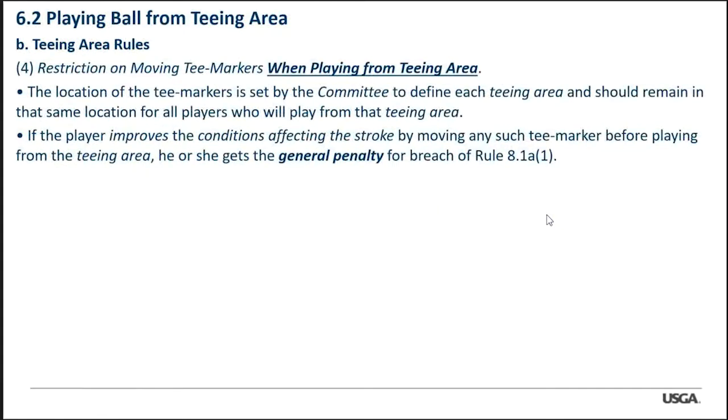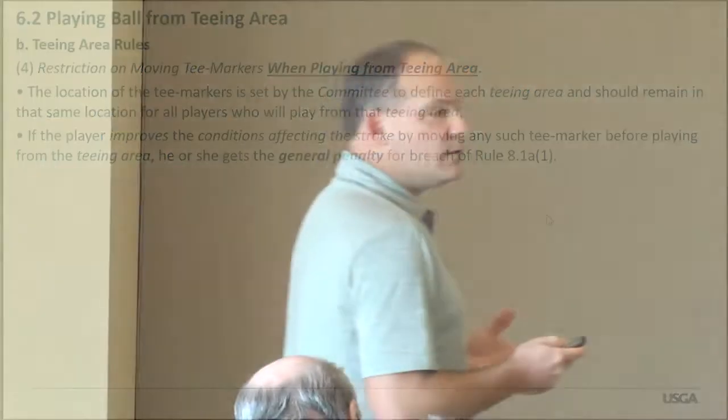All right, and here's an important distinction too. This is a little bit of a change. Just keep your eyes open on this one. Restriction on moving tee markers when playing from the teeing area, highlighted, bold, italics. The location of the tee markers is set by the committee to define each teeing area and should remain in that same location for all players who will play from that teeing area. Okay? If the player improves the conditions affecting the stroke by moving the tee markers when playing from the teeing area, you will get the general penalty. So if your ball is in play and you move the tee markers that are in your way, you are penalized, whether it's your first stroke, your 20th stroke, or whatever. When your ball is in the teeing area, those tee markers are now fixed, period.